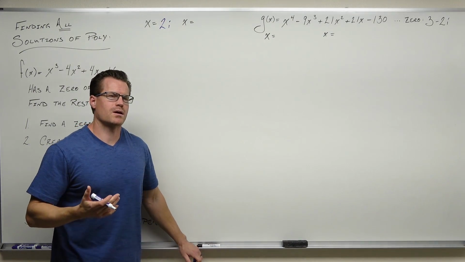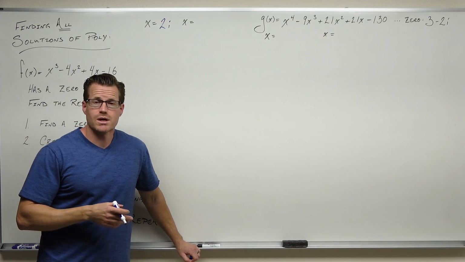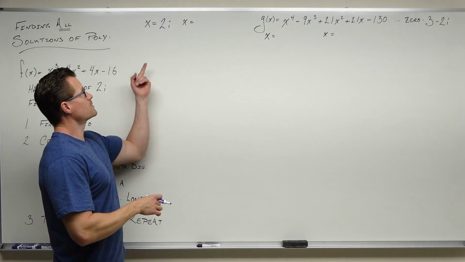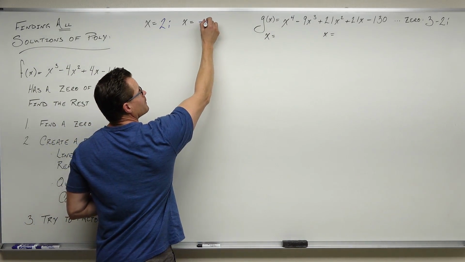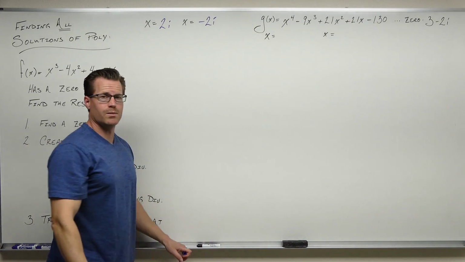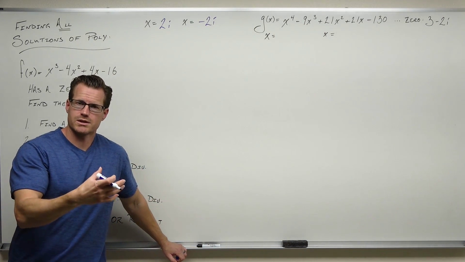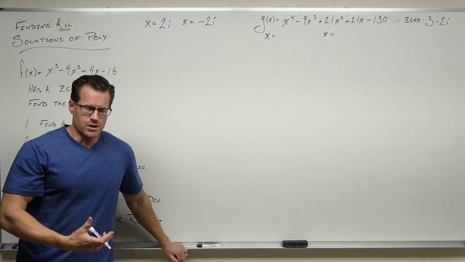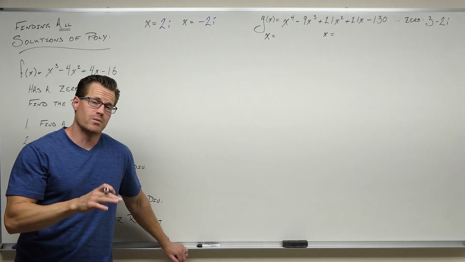But we also know that complex solutions, or complex zeros, come in conjugate pairs, so we automatically get one for free. So 2i, we also know that -2i, which is the conjugate, 0 plus 2i and 0 minus 2i are conjugates. That's also a solution. Complex solutions always come in pairs like that.